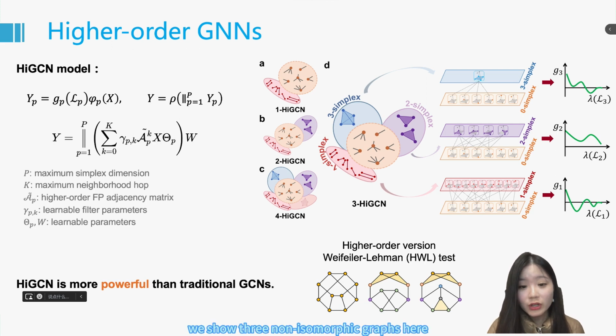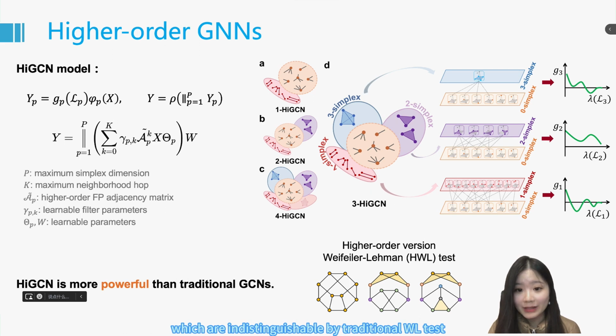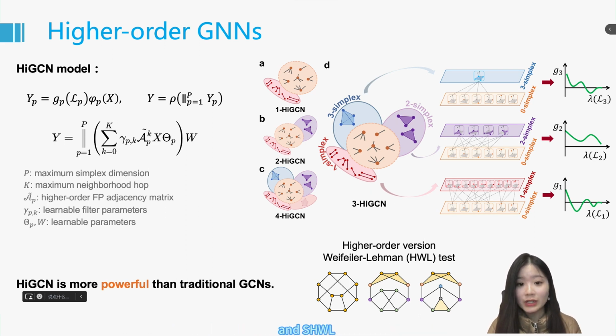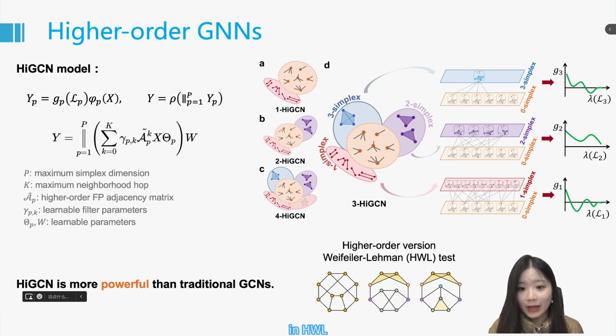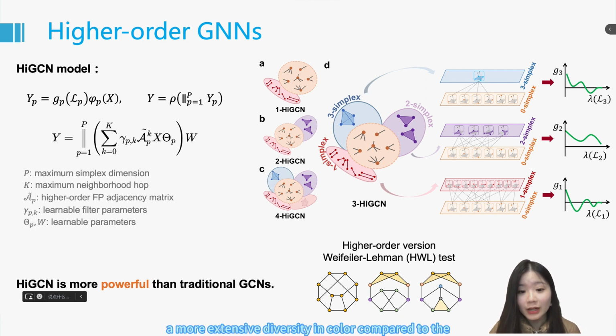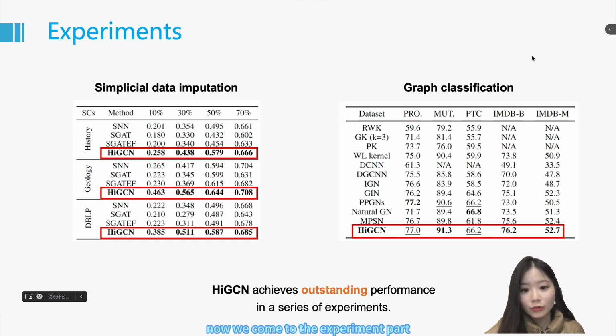We show 3 non-isomorphic graphs here, which are indistinguishable by traditional WL tests, but distinguishable by higher-order WL and simplified higher-order WL with clique complex lifting. The incorporation of higher-order information in higher-order WL and simplified higher-order WL enables nodes to exhibit a more extensive diversity in color compared to the WL test, consequently yielding superior performance in both node-level and graph-level tasks. Now we come to the experiment part.